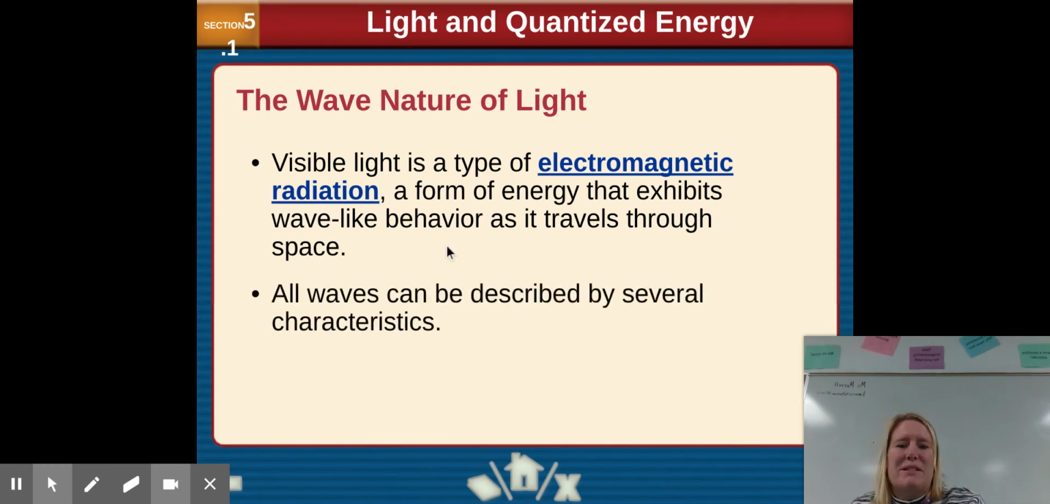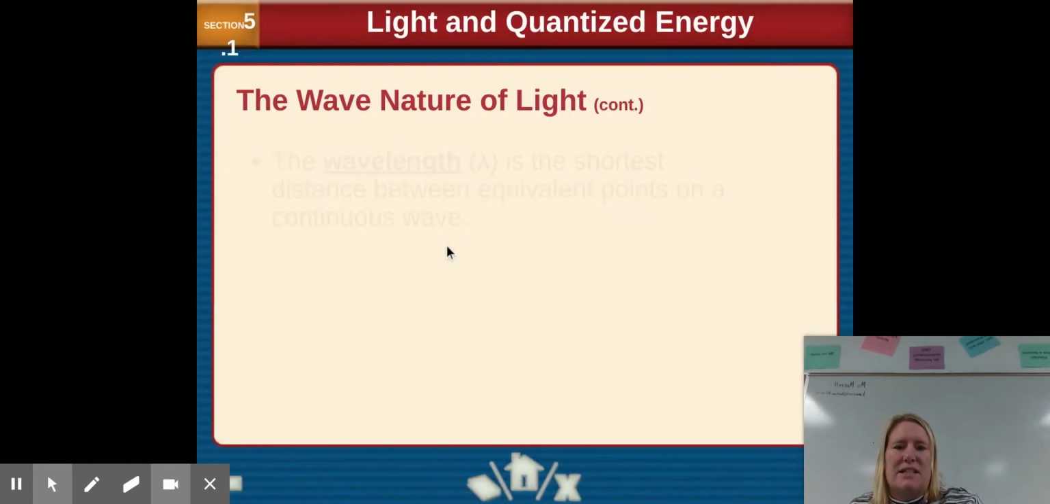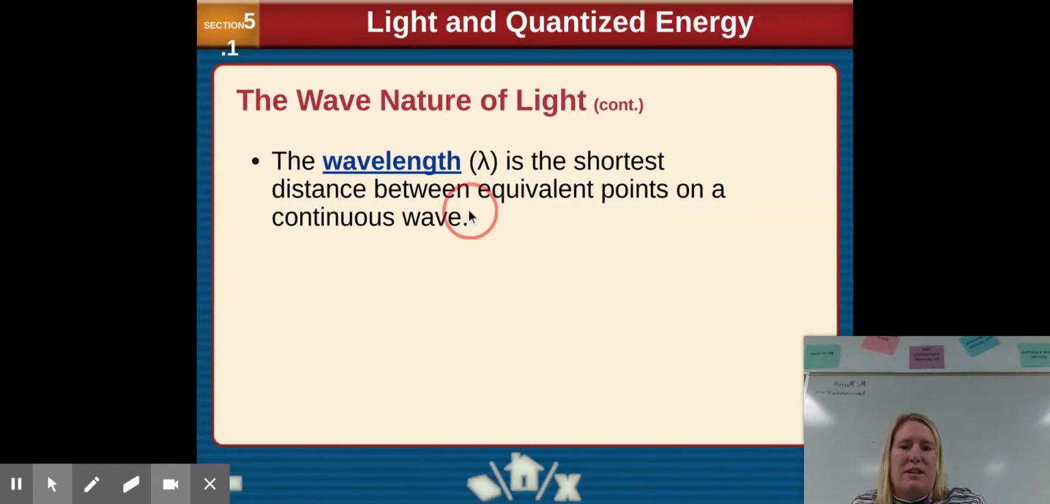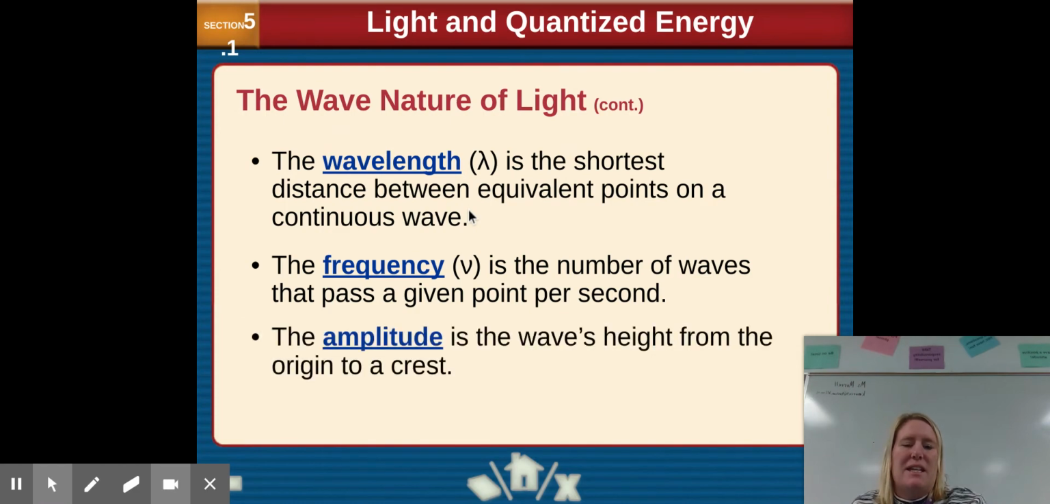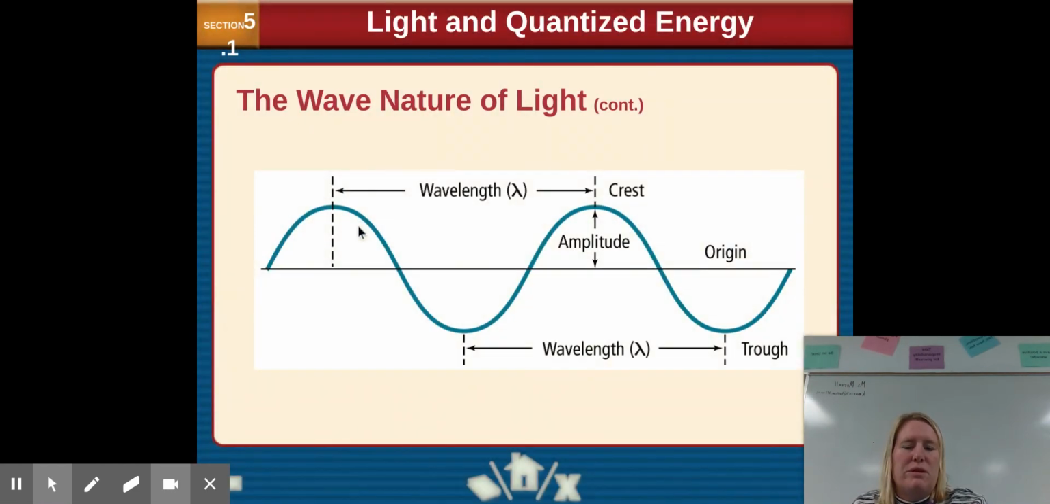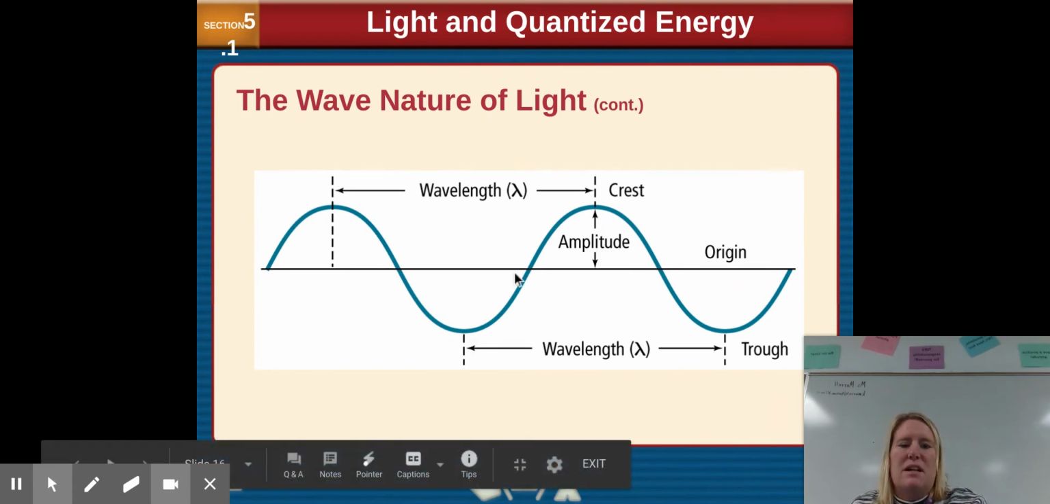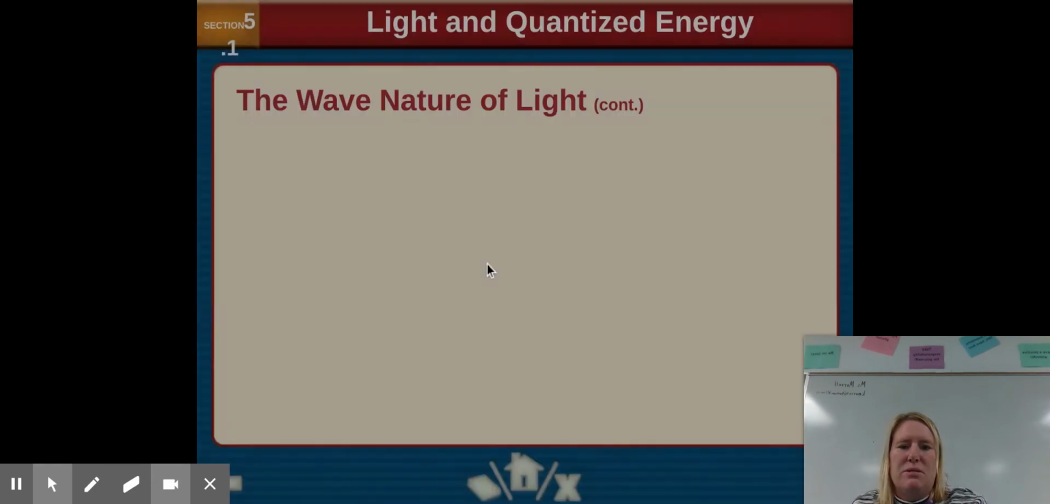All right, all waves can be described by several characteristics: wavelength, frequency, and amplitude. Those should be old news for you. So we can see wavelength. Amplitude is essentially the height of the wave. And we have the trough and the crest. So hopefully these things make sense to you.